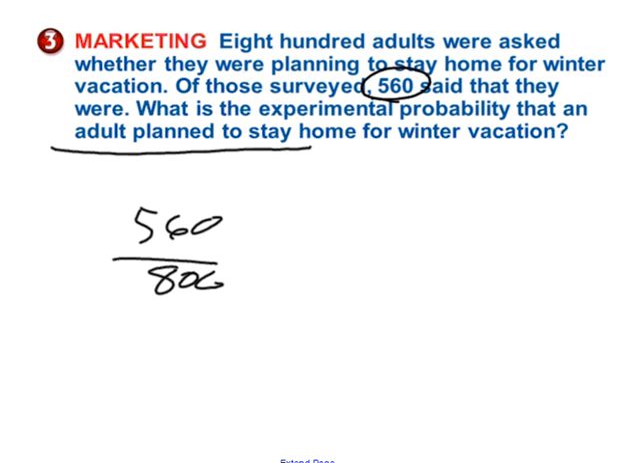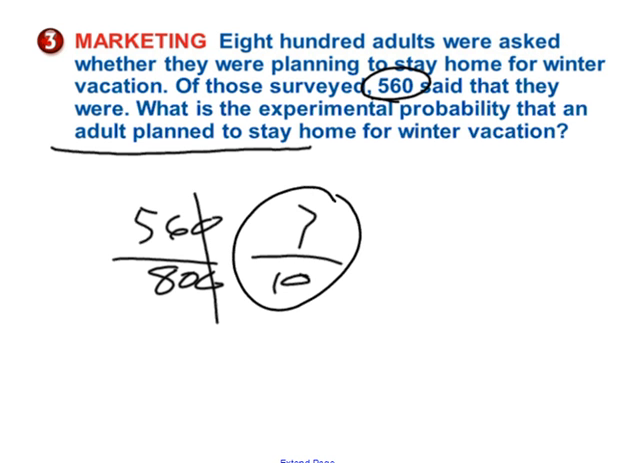So if we do a little reducing here, 56 out of 80. 56 out of 80, I'm going to divide 8 into 56, and I'm going to get 7. And I'll do 8 into 80, so it's 7/10 of the people said that they were going to stay home. So a 7 out of 10 probability that they were staying home.